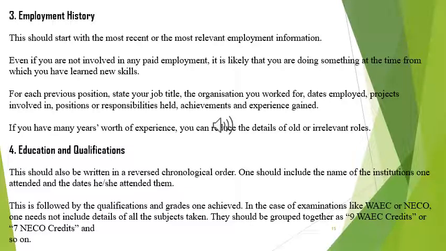This is followed by the qualifications and the grades that you have achieved. In the case of examinations like WAEC or NECO, you need to include details of all the subjects you have taken, and they should be grouped together as 9 WAEC credits or 7 NECO credits and so on. So if you are just a secondary school graduate, you've had your WAEC, you mention that you sat for so many subjects and you have this number of credits. If you are a graduate from the university, first degree, you mention what class your degree is, whether first class, second class upper or lower, third class, and so on.